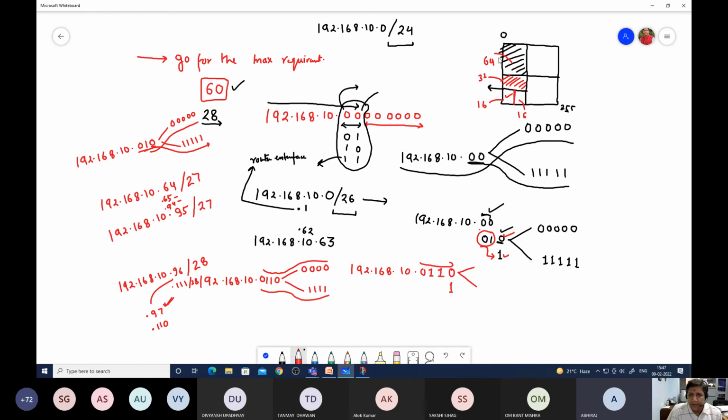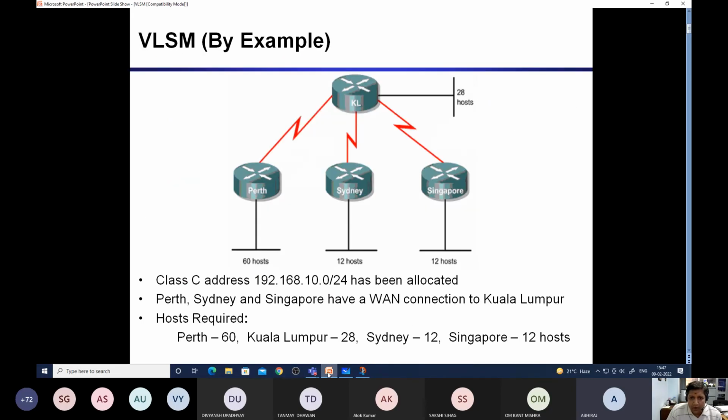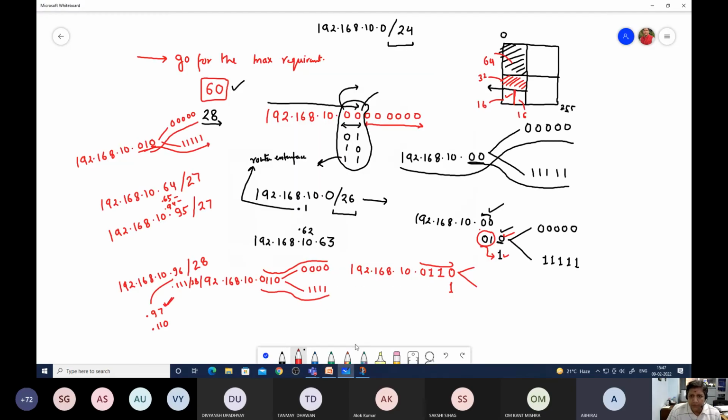Now, Perth is done, Kuala Lumpur is done, Singapore is done. Now Sydney. Sydney again 12 hosts. So what we'll do? We'll use this combination. Okay? And you know that what you'll get, the next subnet will be .112/28, and it will go up to 127/28. .113 would be the router interface, and something like that.